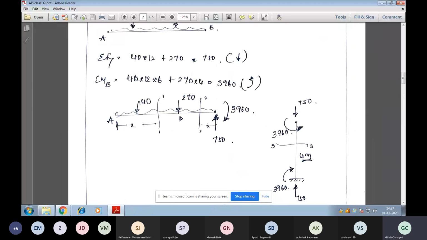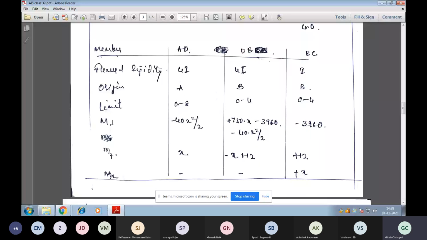Take a section in between AD at a distance of X from A, because the origin is A here. For member AD, A is the origin. So we are taking a section at any distance in between AD at a distance of X. So the moment at this point will be 40 into X by 2. Since this is the anti-clockwise direction, we will take it as minus here. So for member AD, the moment will be minus 40 into X by 2, that is minus 40 X square by 2.